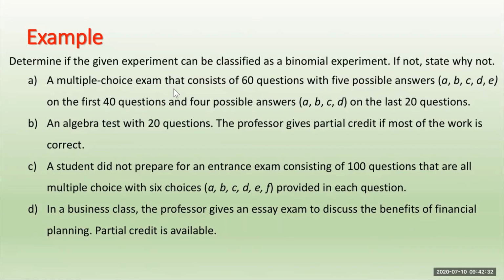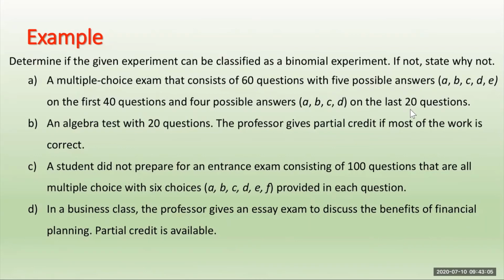A multiple choice exam that consists of 60 questions with 5 possible answers. So there are 60 questions, okay, with 5 possible answers for the first 40 and then 4 possible for the last 20. So on the first 40 questions, the probability that you'll answer it correctly is 1/5, 1 out of 5. Whereas for the last 20 questions, the probability is 1/4 because you'll answer 1 out of 4. I hope you understand that.